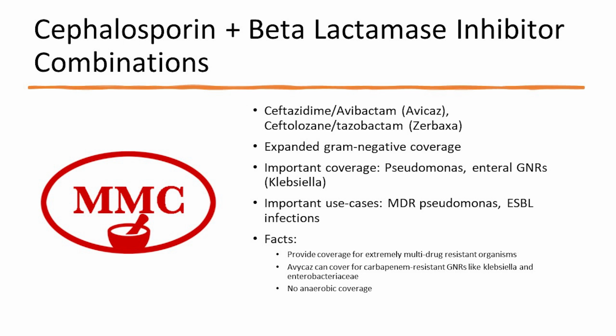But these offer no anaerobic coverage, so not entirely useful by themselves for intra-abdominal infections. But then again, I don't personally know of any intra-abdominal infections with extremely multi-drug resistant organisms. Usually it's more of an upper respiratory or urinary tract infection with something like Pseudomonas or Klebsiella. Maybe some Serratia marcescens, but whatever.